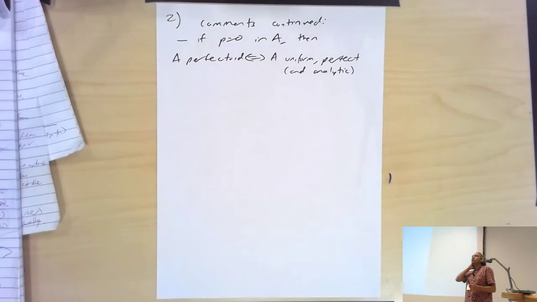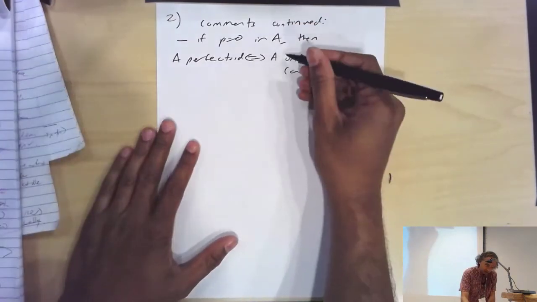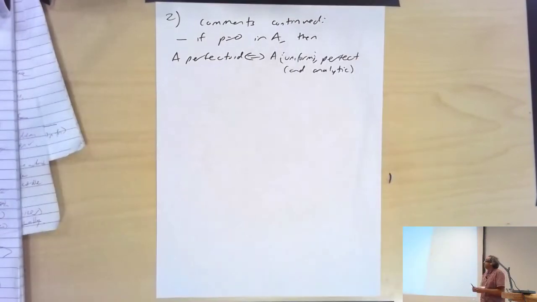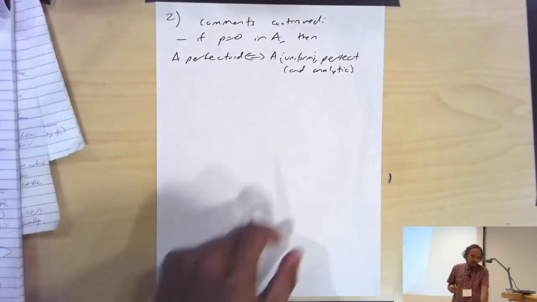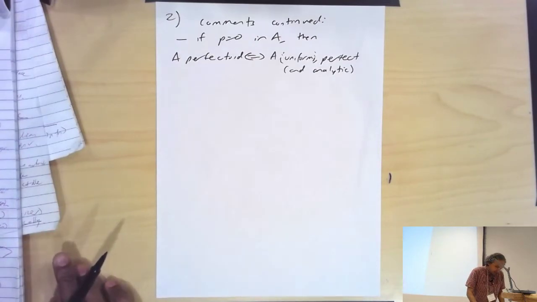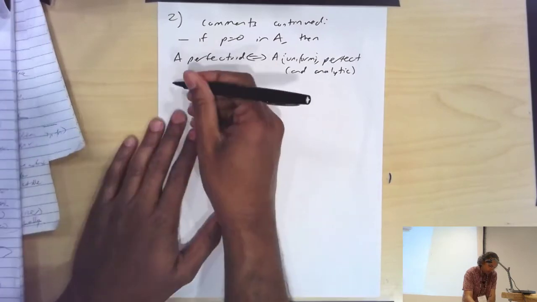I'm sorry? So the comment from Peter is that perfect is already enough to imply uniform. I think that's right. It's not obvious, so with some work you can show that if you're perfect, I guess you use the open mapping theorem somehow for this. So if you're perfect and analytic, then you're uniform, as it turns out.